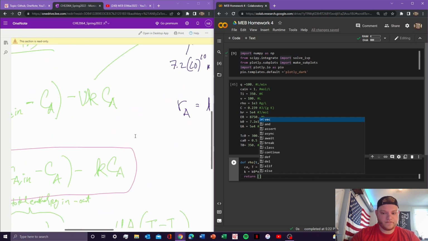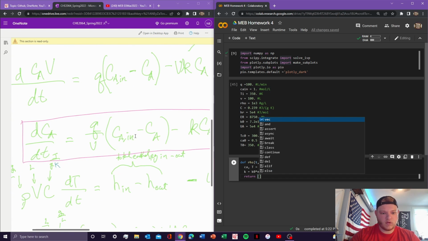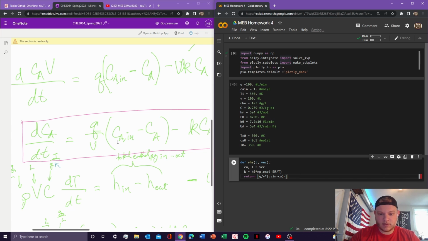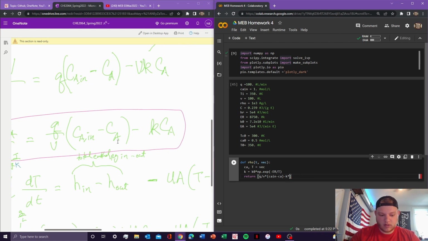It's important. First function is the flow rate divided by the volume. That is multiplied by CA minus CAN minus CA minus K times CA. Boom. Here we go.